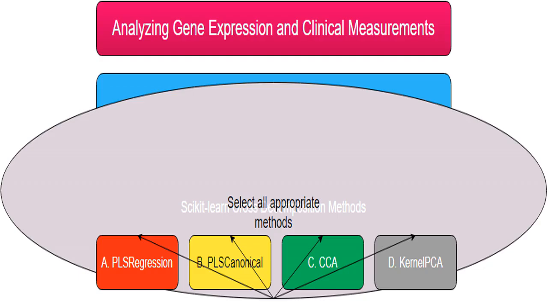PLS regression is a great tool for finding linear relationships between X and Y. It aims to predict Y from X, or vice versa, while maximizing their covariance, which means finding how much they change together. It's a good fit because I want to find how gene expression influences clinical measurements.